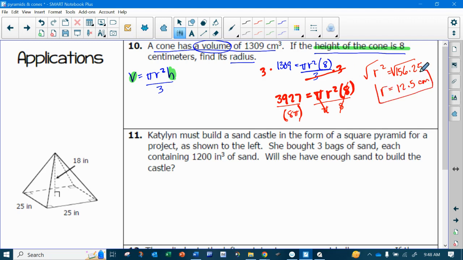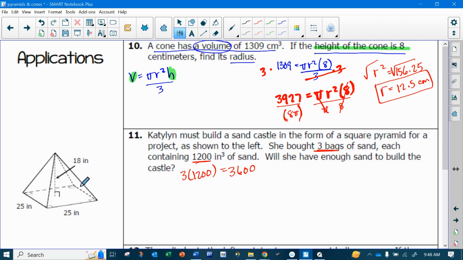Sorry, it's crooked. And that is how you do it. This one here is more realistic. It's not a working backwards. They give you an actual pyramid and they want you to find the volume. But then they're telling you how much sand. There are 3 bags of sand and each bag has 1,200 inches cubed. If you've got 3 bags at 1,200, that means you have a volume of 3,600. I'm going to find the volume of this and see if it's enough sand, or do we need another bag?